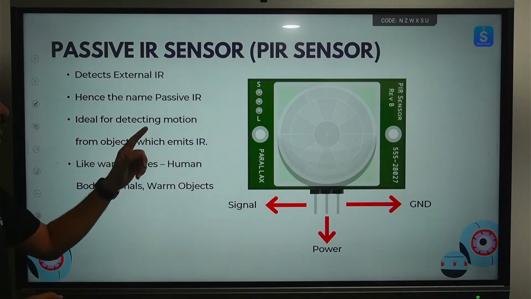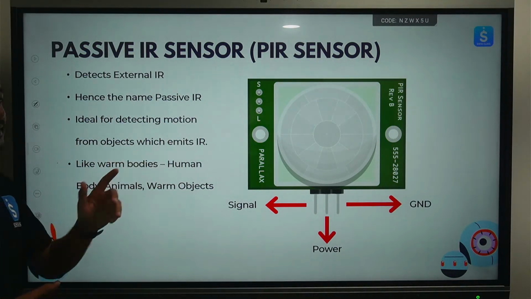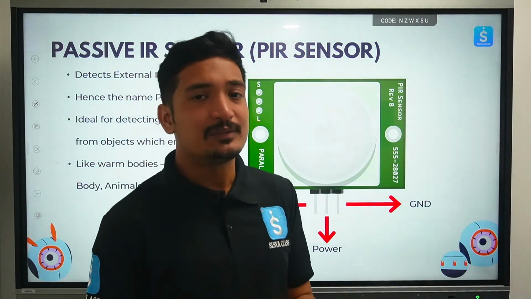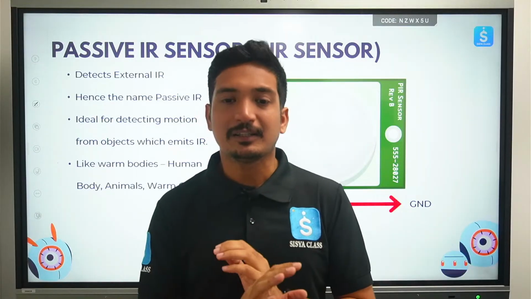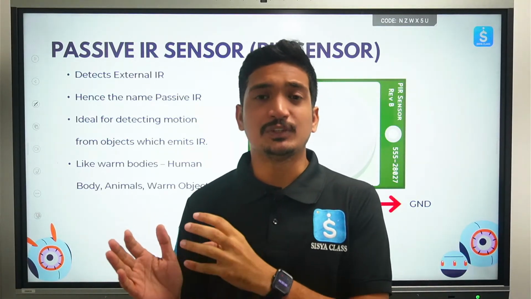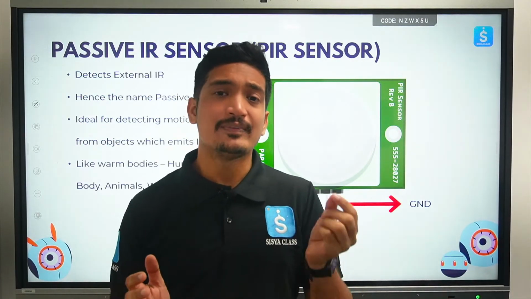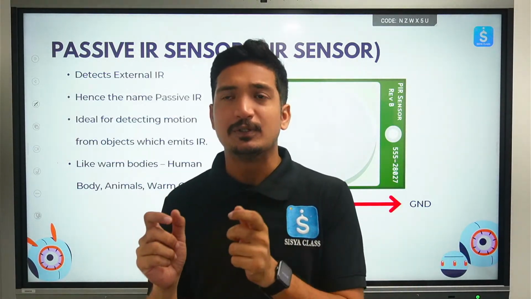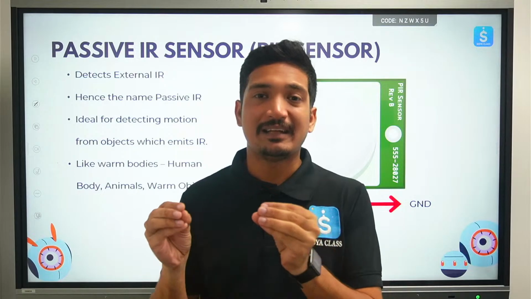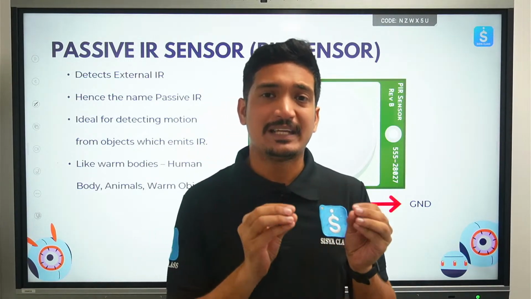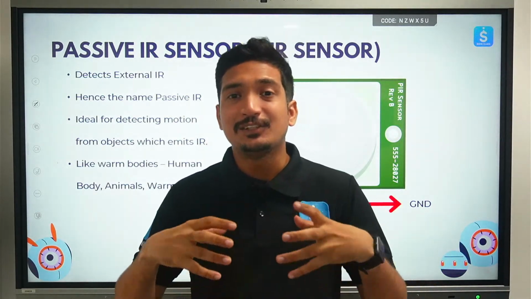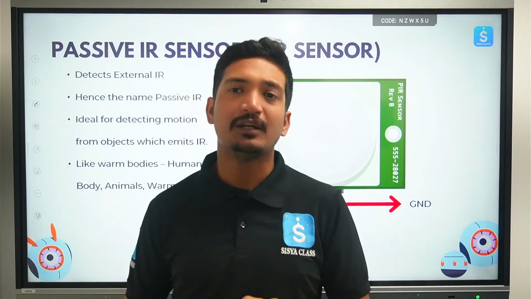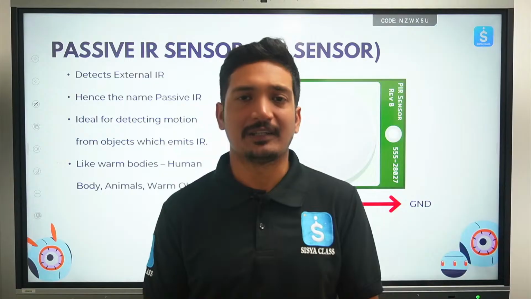Then it is ideal for detecting motion from objects which emit IR. If we are expecting that this sensor will work by just movement coming in place, and movement of objects which do not release infrared radiation, then that will not work. The sole purpose of this sensor is to detect infrared radiation, and if it gets infrared radiation, then it assumes that there is a motion happening in front of it, and therefore this sensor will say that, hey, I have detected a motion.